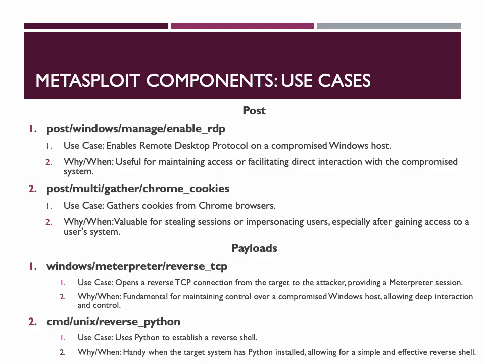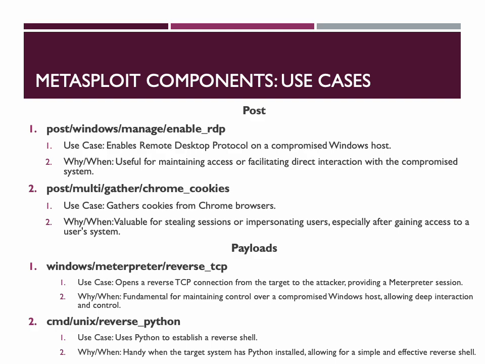Then comes payloads. For example, there's Meterpreter on Windows, and Meterpreter, remember, allows you to run commands and take control of the machine. It's part of Metasploit, reverse TCP. It opens a reverse TCP connection from the target to the attacker, providing a Meterpreter session. So you're now creating a backward channel that the target doesn't know about. Fundamental for maintaining control over a compromised Windows host, allowing deep interaction and control.